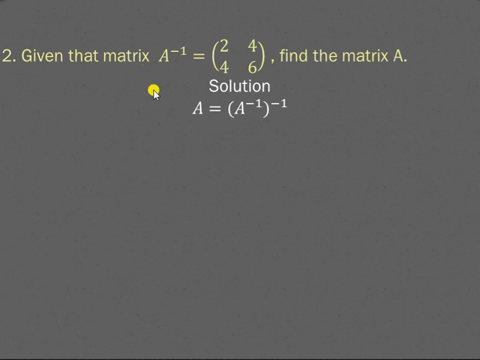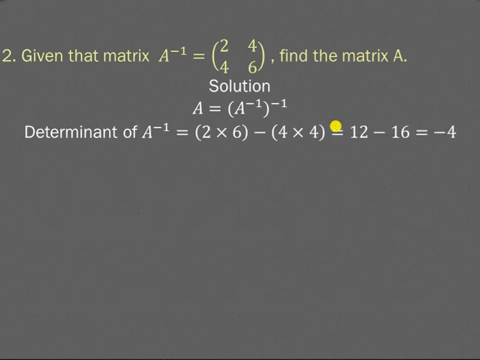So what does it mean? It means we are simply going to get the inverse of this matrix normally, and the steps and procedures will be the same as in the previous questions we have just attempted. Get the determinant of A inverse, giving us 2 by 6 minus 4 by 4, and that will give you 12 minus 16, which is negative 4. Get the adjoint of A inverse again. Now we are focusing on A inverse because it is what is given to us. So we have got all that.